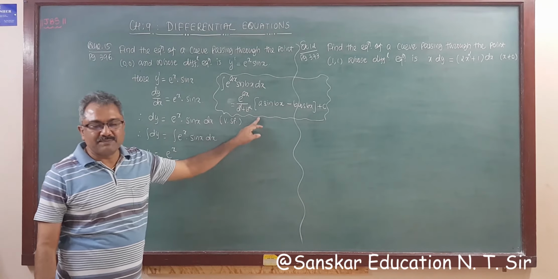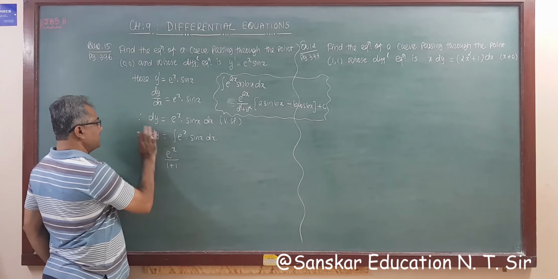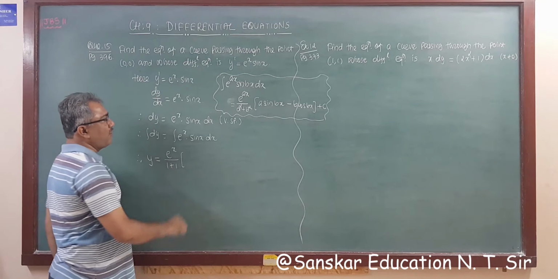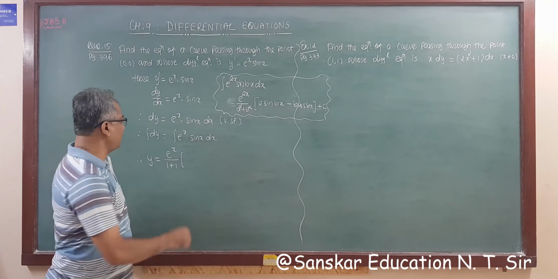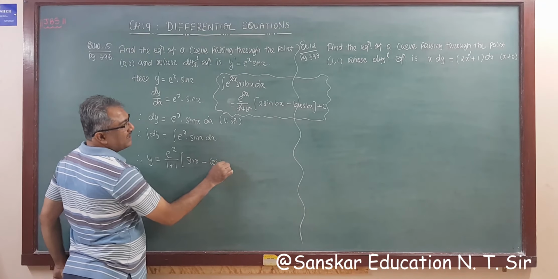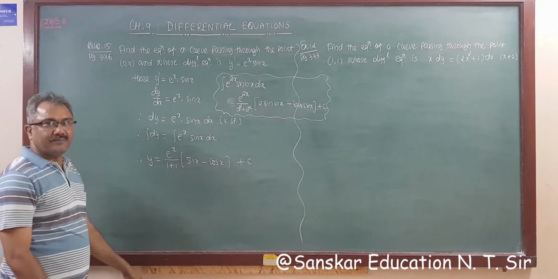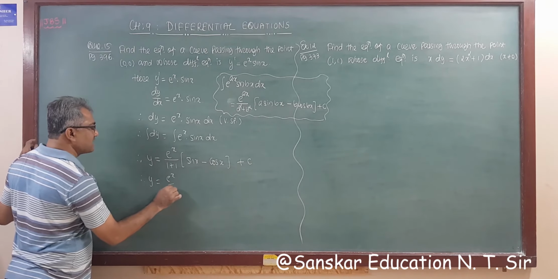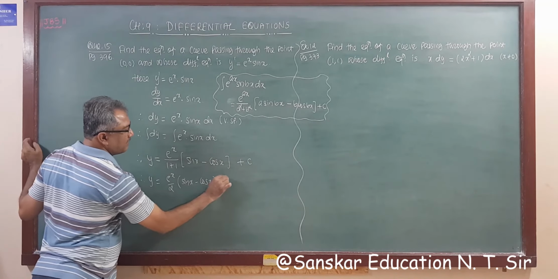So a square plus b square is 1 plus 1. So this is 1 plus 1, and this is a y. So y is equal to this, right? A sin bx, so a is 1, b is 1. So what we get? Sin x minus, b is 1, right, b cos bx, there is cos x, and plus c. This is your answer, right? So y is equal to e raised to x by 2 (sin x minus cos x), right, plus c, right?